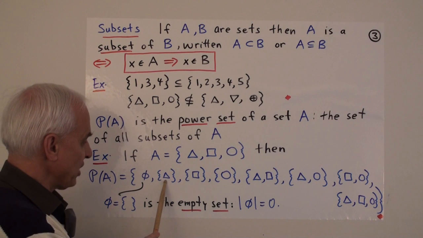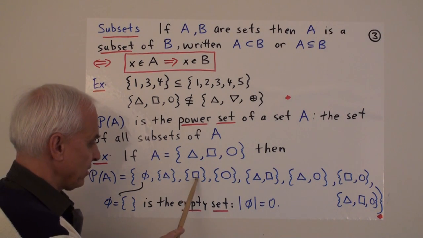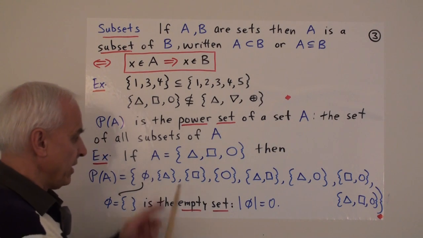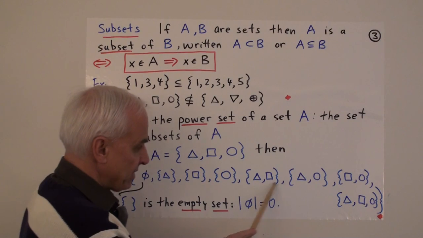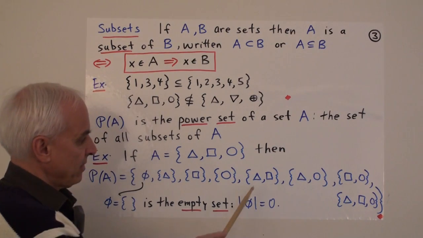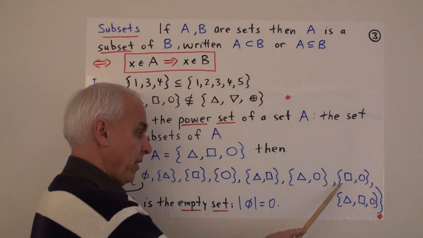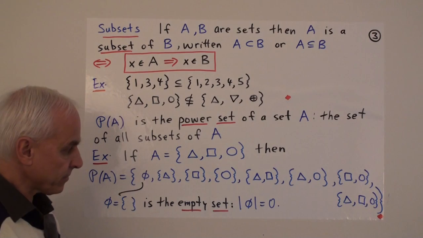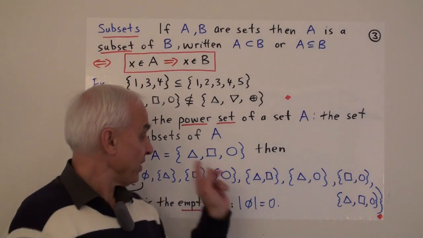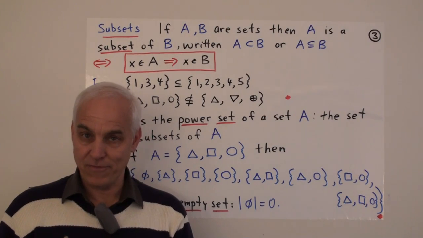Here's another subset, just the set consisting of the single element triangle. And here's the set square, the set circle. These are all subsets of this one. Here are the subsets with two elements. The set triangle square, the set triangle circle, the set square circle. They're also subsets of this one. And finally, the set itself is also a subset of itself.